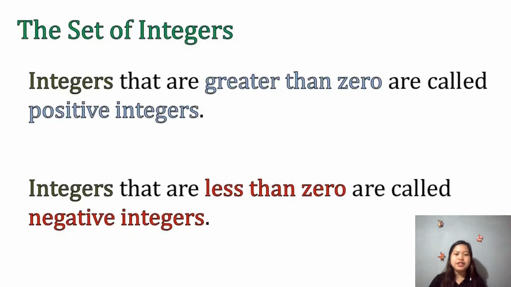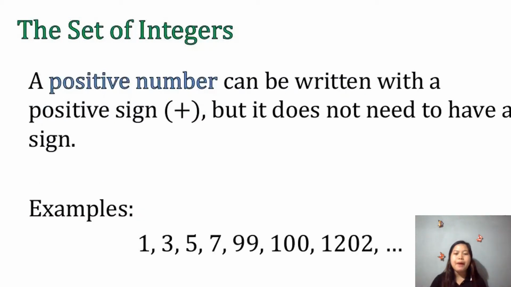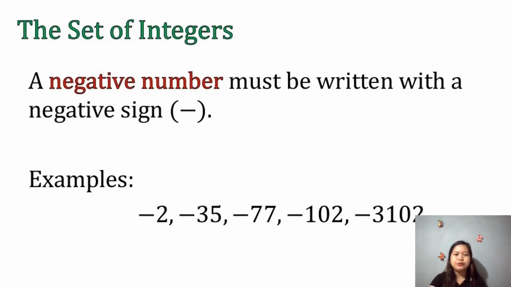Integers that are greater than 0 are called positive integers, while integers that are less than 0 we call negative integers. A positive number can be written with a positive sign, but it does not need to have a sign. So a positive number can have no sign, or we can add the sign, but most of the time we no longer need the plus sign. Examples: 1, 3, 5, 7. So these are positive numbers.